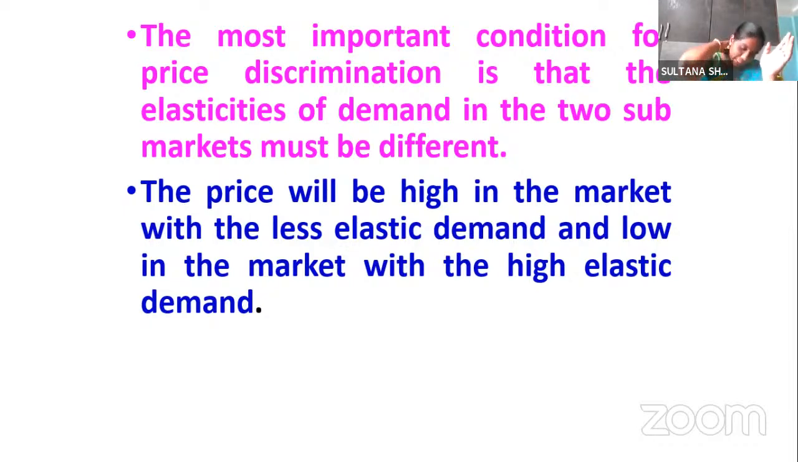First of all, he will decide how much quantity he will fix also. By seeing the graphical explanation, you will understand. Somewhat you may be confused here. And the price is low in the market with high elastic demand. Let us see what is less elastic demand and high elastic demand. You should remember that less elastic demand, high price. High elastic demand, low price. Less elastic demand, high price.